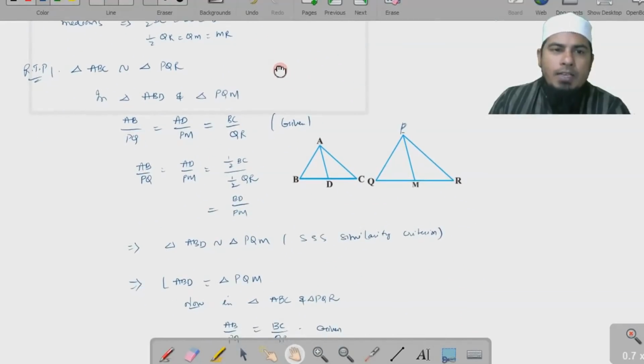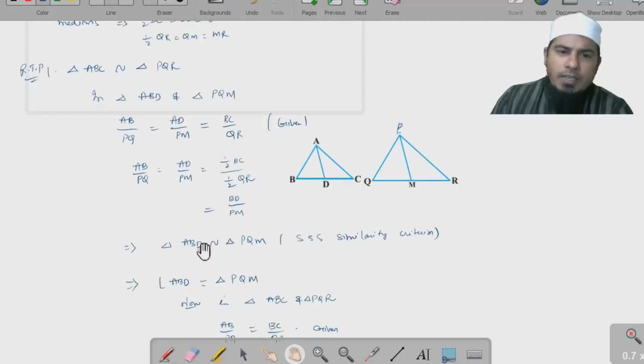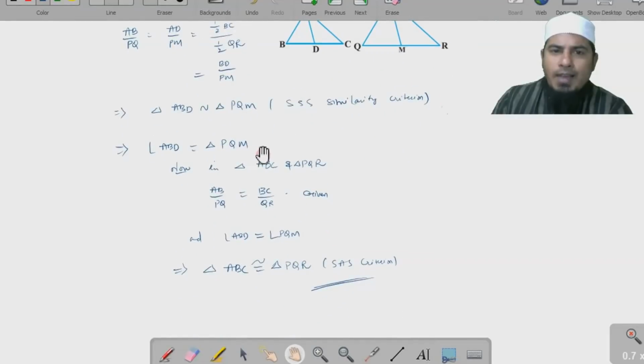Now in triangle ABC and triangle PQR, or rather in triangle ABD and PQM, we are considering AB by PQ, which is the given ratio, and BC by QR can be written as half BC by half QR, that is BD by PM. So we get triangle ABD is similar to triangle PQM by the SSS Similarity Criterion. By CPCT we can write that these angles are equal.